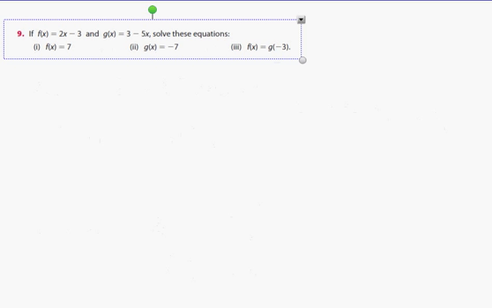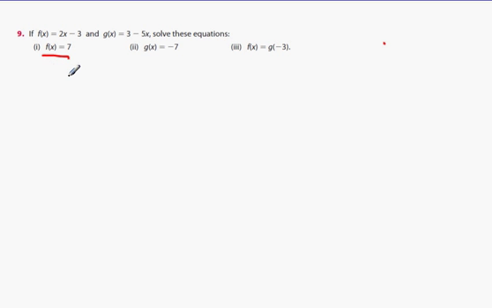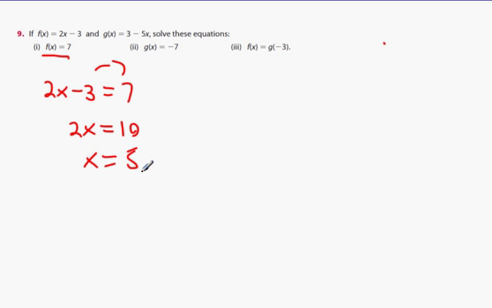Number 9, excuse me. f of x is the output 2 multiplied by the input minus 3. g of x is the output 3 minus 5 times the input. Solve f of x equals 7. The output equals 7, find the input. 2x minus 3 equals 7. Bring over the 3, 2x equals 10. x equals 5. An input of 5 will give you an output of 7. Everybody happy with that?